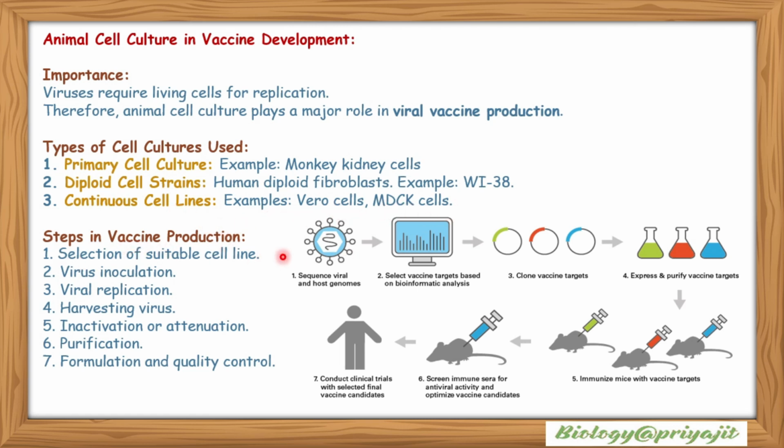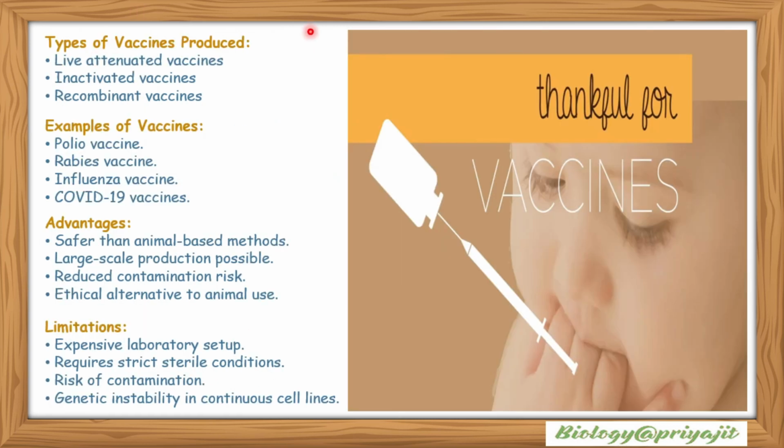So what are the steps in vaccine production? First of all, you have to select a suitable cell line, then virus inoculation, then virus replication, then harvesting the virus, inactivation or attenuation of the virus, then purification, and lastly formulation and quality control. Types of vaccines produced: live attenuated vaccines, inactivated vaccines, and recombinant vaccines. Examples of vaccines: polio vaccine, rabies vaccine, influenza vaccine, COVID-19 vaccines, etc.